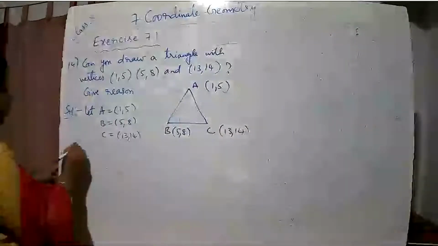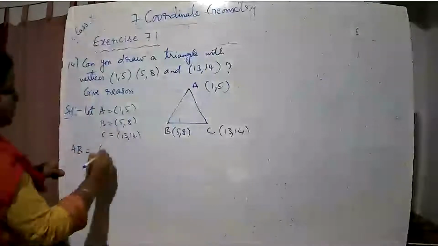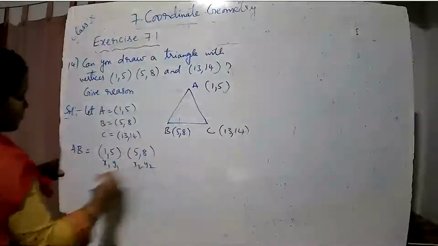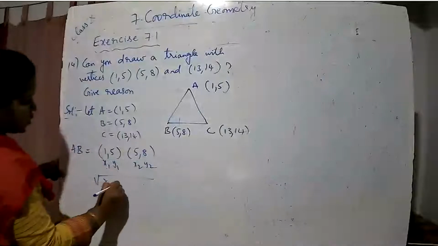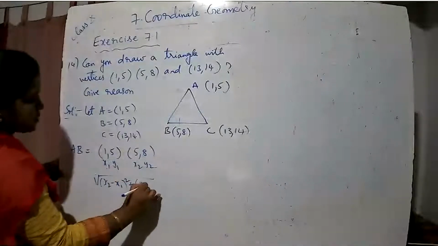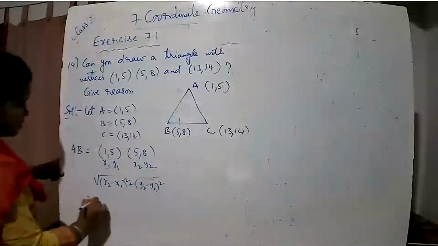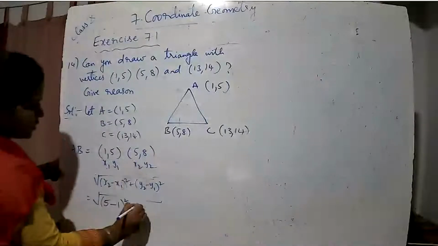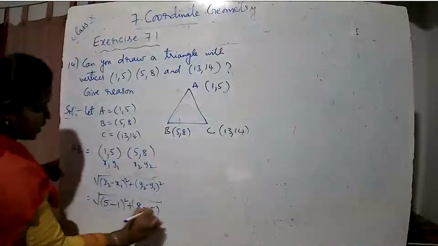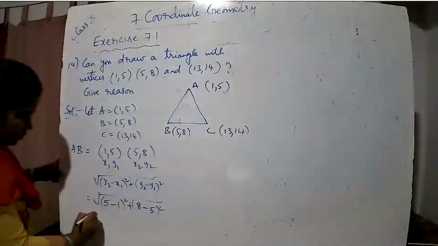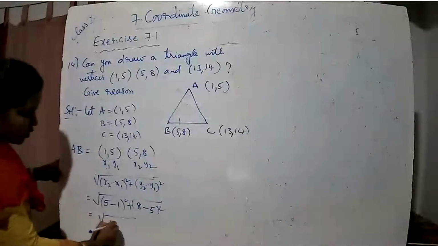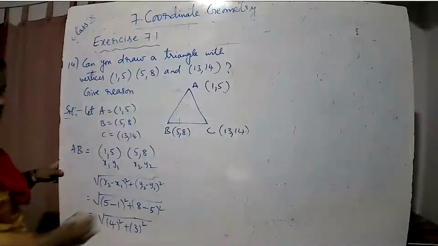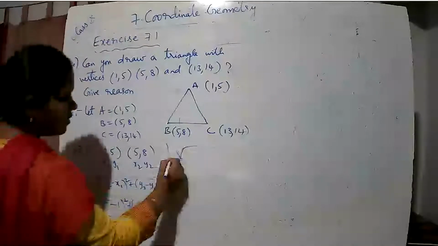Find the distance between AB. Write point A as 1, 5, B is 5, 8. This is x1, y1, this is x2, y2. Write the distance formula: square root of x2 minus x1 whole square plus y2 minus y1 whole square. Substitute the values: x2 is 5, x1 is 1 whole square plus y2, y2 is 8, y1 is 5 whole square. I can write one more step. 5 minus 1 is 4 square plus 8 minus 5 is 3 square. 4 square is 16.